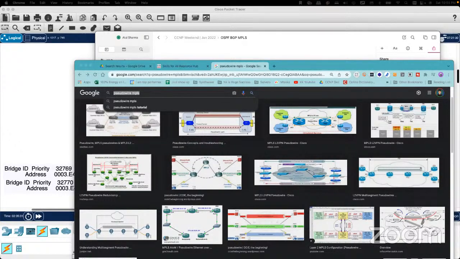Okay, so as I told you, E line or E tree, like multiple connections are called lines.